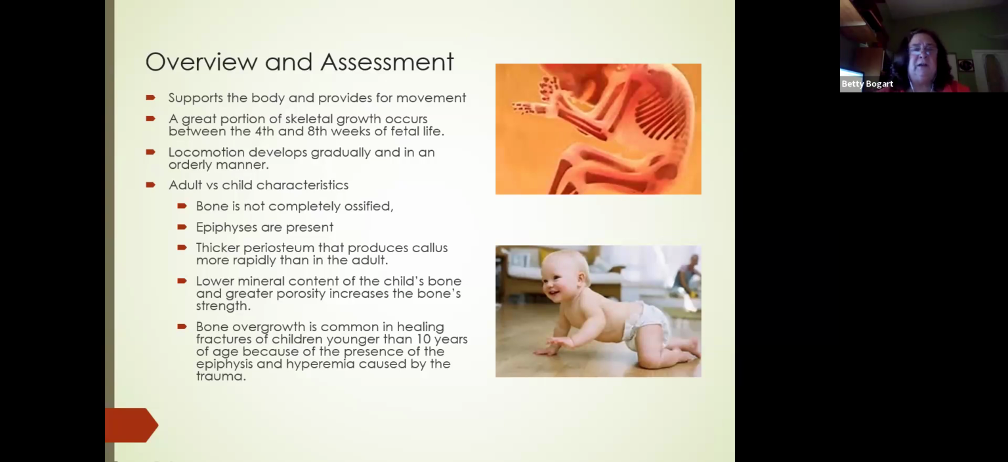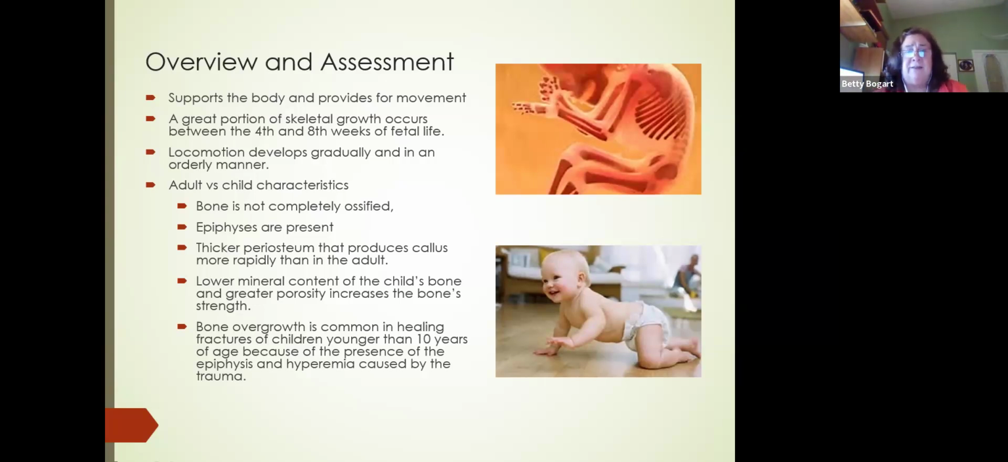Now, what's the difference between adults and children and their bones? Well, bones as we get older get ossified. They're more crisp, they're hard. Children, they're sort of more flexible. And it's harder to break a younger child's bone because they are movable. An older person, you hit it and it cracks.